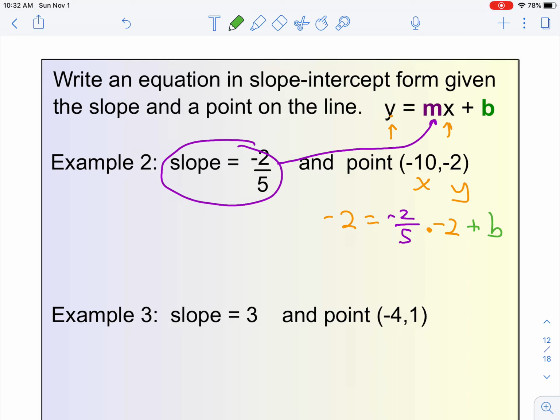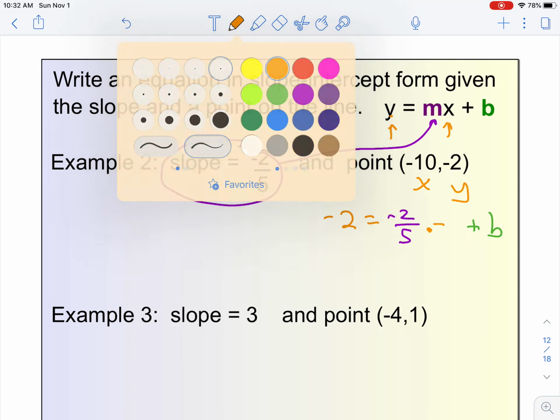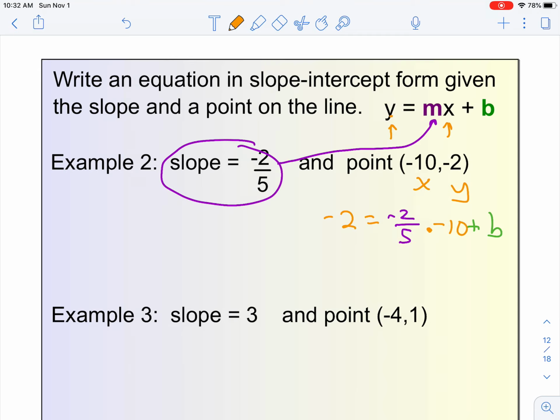Now I'm just going to use my algebra skills to actually go ahead and solve for b. So we have a fraction here. Good thing we learned how to do fractions. Oh, my x value is -10, not -2. So -10 there. So double check your work, make sure you got everything plugged in correctly, and now we can keep solving. So we have -2 equals, and when I multiply -2/5 times -10, remember, multiply the 2 numerators together. So -2 times -10 is +20 over 5, and then I have that plus b again.